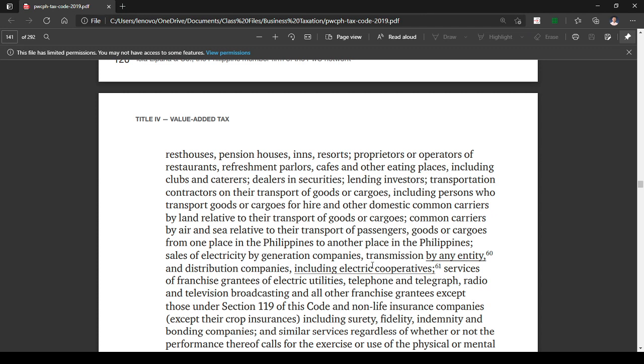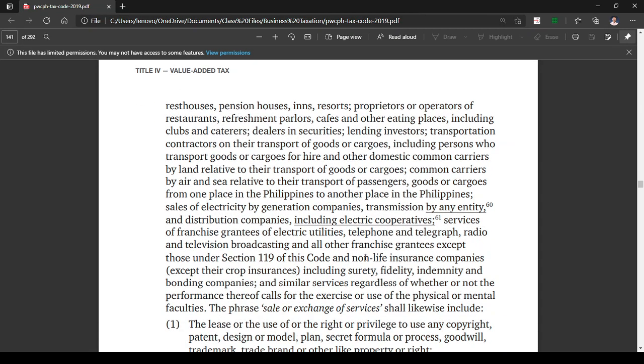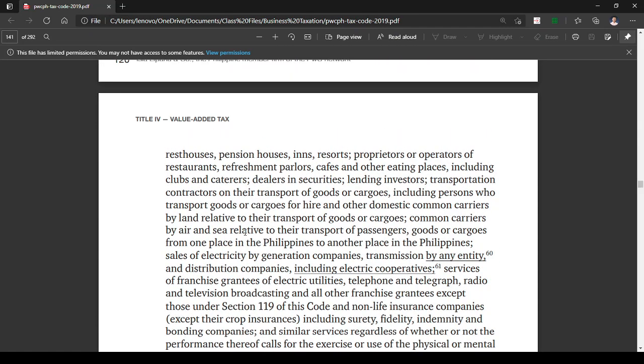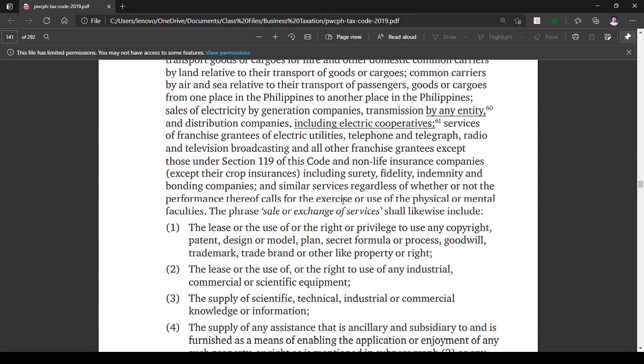Transmission by an entity, including cooperatives. Okay. Services of franchise grantees of electricity utilities, telephone and telegraph, radio and television broadcasting, and all other franchise grantees. Okay, except those under Section 119 of this code and non-life insurance companies, except their crop insurances, including surety, fidelity, indemnity, bonding companies, similar service, whether or not performance. Okay, so pakibasa na lang. Ito yung lahat ng mga to are included under sa term ng services. Okay, these are all just examples.